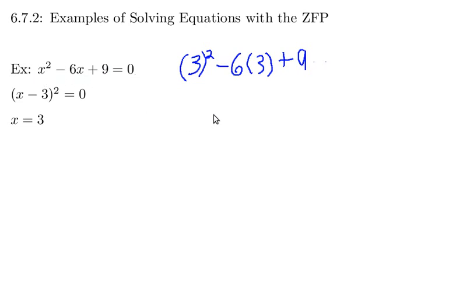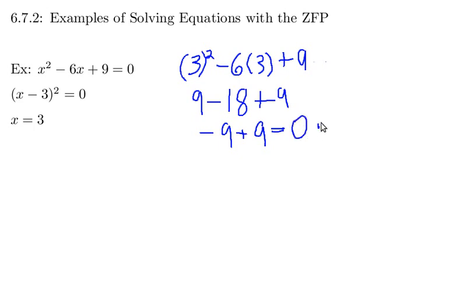You'll hear those terms more. So 3 squared is going to be 9. Minus 3 times 6 is going to be 18. Plus 9. 9 minus 18 will be negative 9. Plus 9. Negative 9 plus 9 equals 0. So we know it works, and that means this is our final answer. Okay, that concludes the first example. Let's go on to the next example.